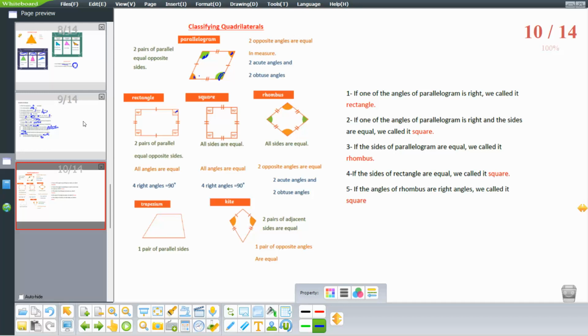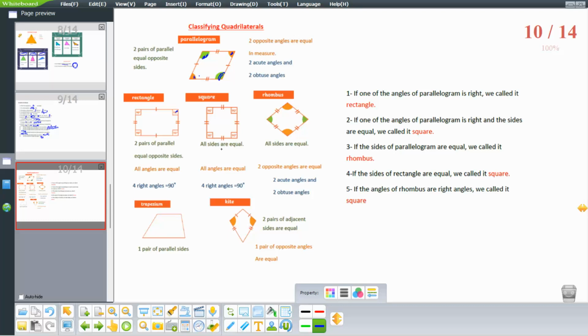Now if it has one right angle and equal sides, it will be a square. Okay, so the parallelogram, when it has one right angle and all sides are equal, it will be square. But with one right angle only, what is it called? Rectangle.